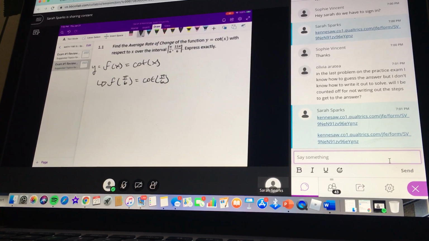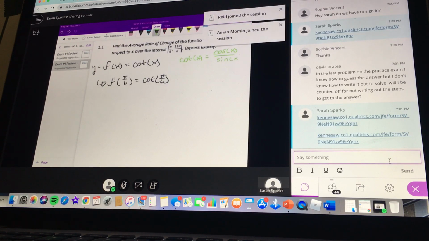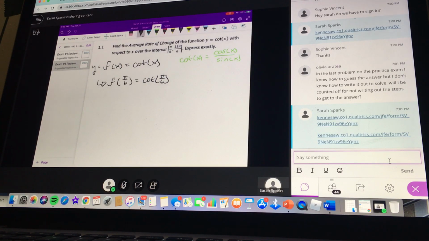But if you remember some of your trig identities, you know that cotangent x is equal to cosine x divided by sine x. And the good thing is that we know our special angles, or we should know our special angles for cosine and sine. So I'm going to rewrite cotangent pi over 6 as cosine pi over 6 divided by sine pi over 6. Now, does anyone remember what cosine pi over 6 and sine pi over 6 are equal to?